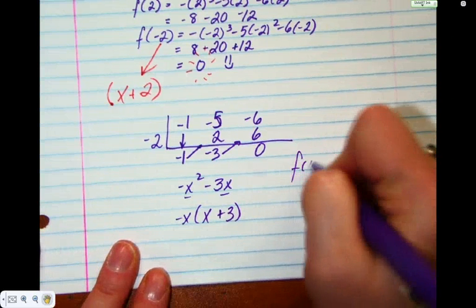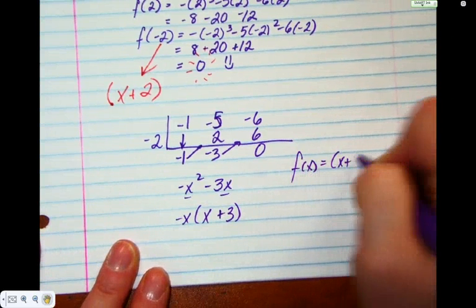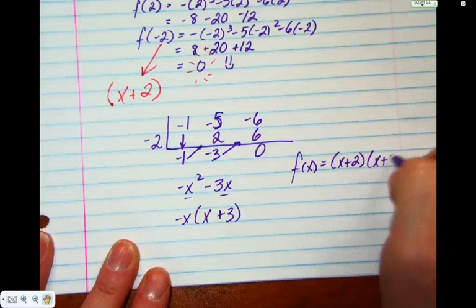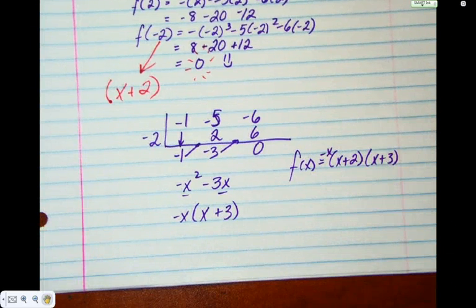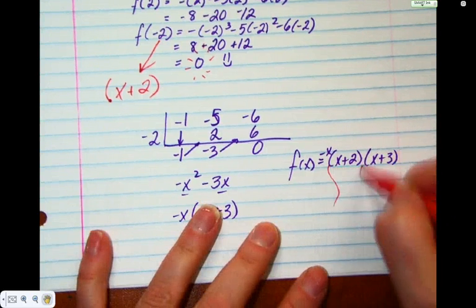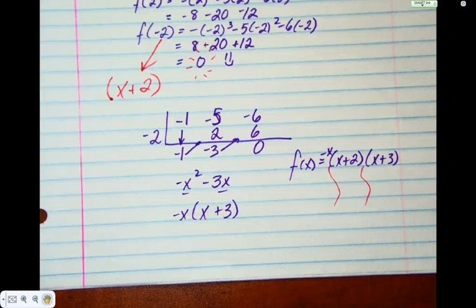Okay, so piece it all together. We know the polynomial is x plus 2 times x plus 3, and the negative x I'm going to throw in the front, because typically we wouldn't put it at the back. If the question had said factor, that's where we would have stopped, but we're actually trying to solve this. So now we're just going to split it and solve the pieces. And that's what he was doing in the video. That's why he was changing the signs.